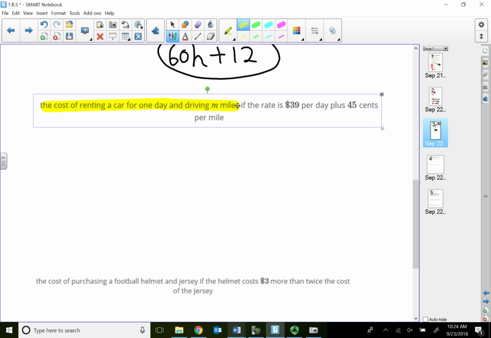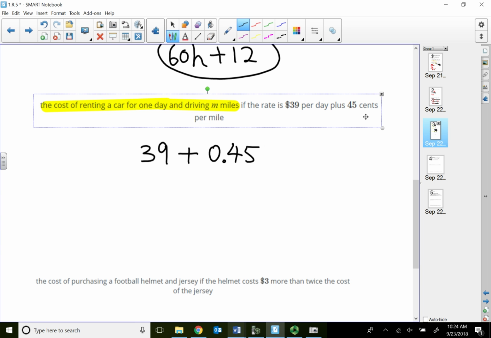So my answer needs to represent the cost of renting a car. If the rate is $39 a day, I have to pay that plus 45 cents for 1 mile. Now remember, take a look at this. $39 has a dollar sign, and 45 is cents. So if I translate 45 cents into dollars, that will be $0.45, right?